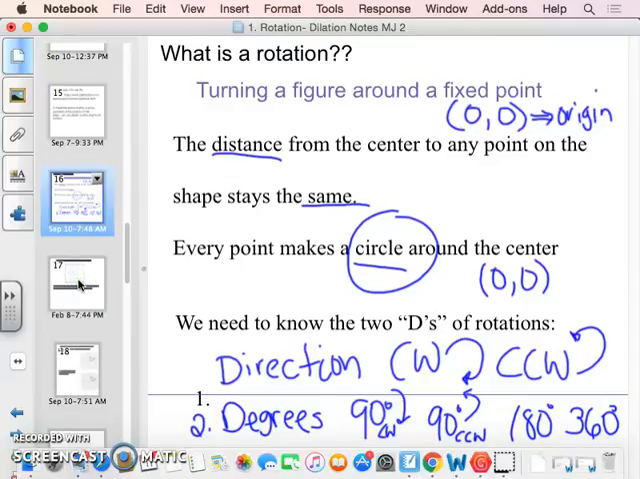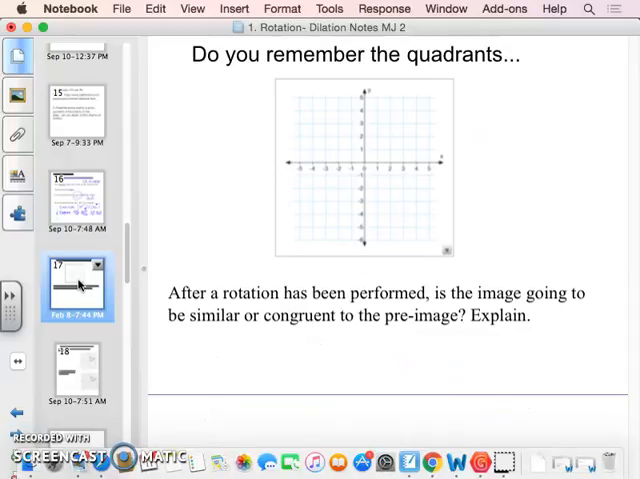This is not in your notes, but let's go ahead and make a mental note of this. Do you remember the quadrant? So once again, this is our center point, the origin, and we are going to be making turns around the origin. So we can make a 90-degree turn, a 180-degree turn, a 270-degree turn, and back on itself, which would be a 360-degree turn, put us back on itself.